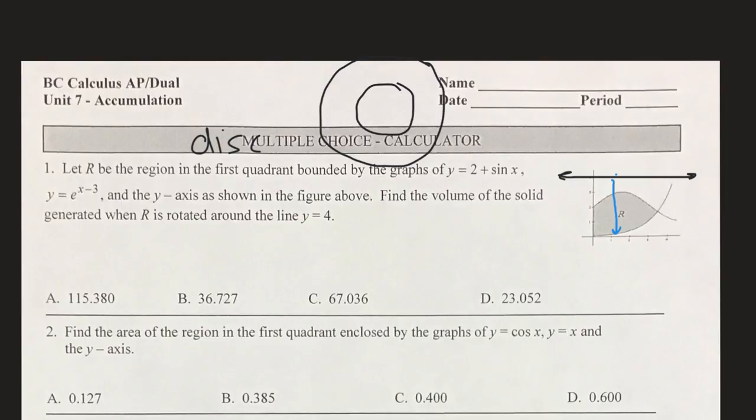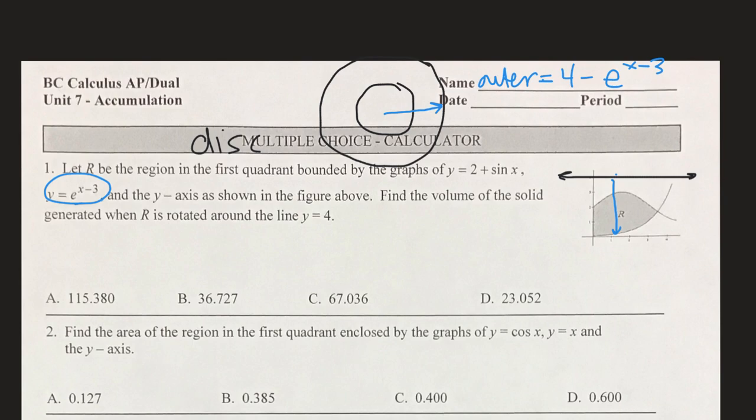Okay? So how do we get the maximum radius of this graph? What would the maximum radius of the graph be? The maximum radius is 4. The maximum radius is 4. So all the other radiuses have to be smaller than 4. So this is a subtraction problem. 4 minus what? 4 minus our bottom function. And what's our bottom function? e to the x minus 3 power. So that's how we find the outer radius.